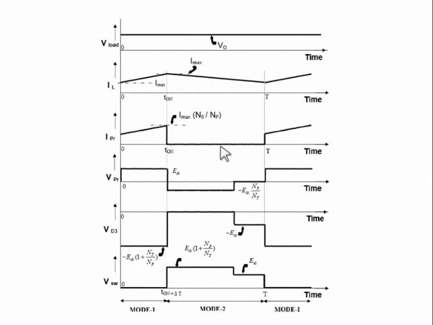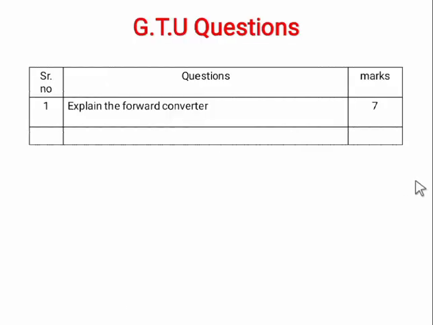So this is the complete waveform of the forward converter. So, GTU question: explain the forward converter with all its modes, mode 1 and mode 2, with the waveforms and circuit diagram. This question may be asked in your GTU examination for 7 marks, so you have to write it in detail.